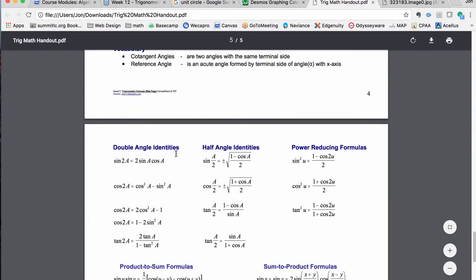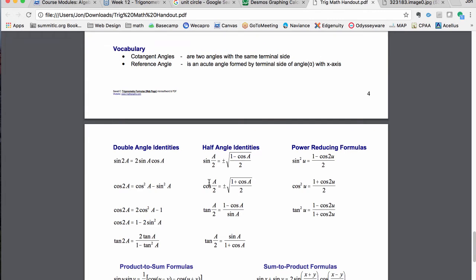All right, here's my trig sheet. Let's find half angle identities for cosine. And there you go, the cosine of half of an angle. I'm going to write this down. Is equal to plus or minus the square root of 1 plus cosine of the angle divided by 2.